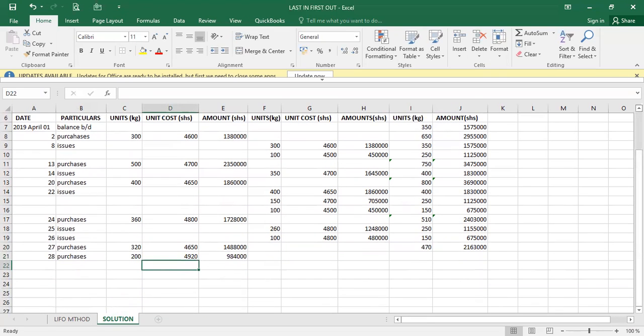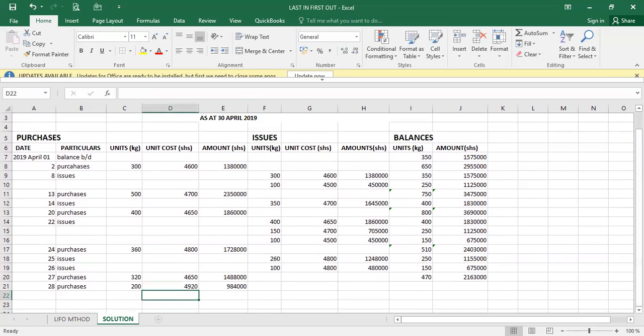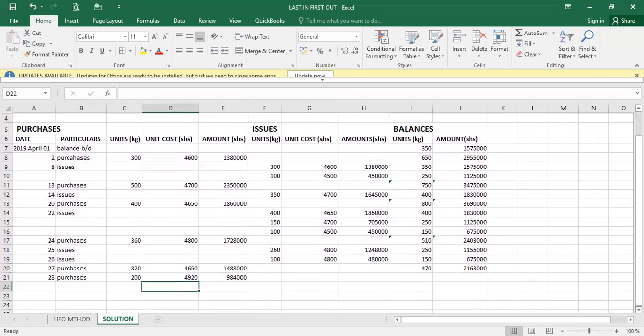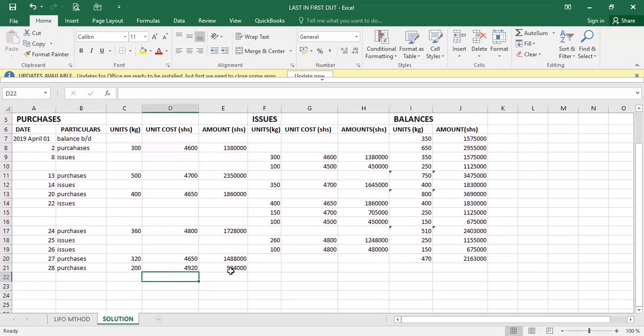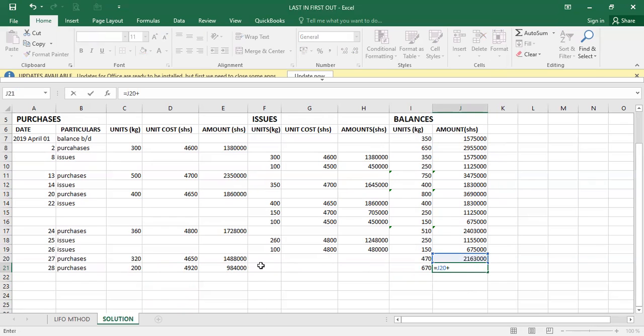When you've got that, we can still go ahead and adjust our totals here. Adjust the totals because we are purchasing this plus this. Then this one will be equal to this plus this. So we'll go to the last transaction.